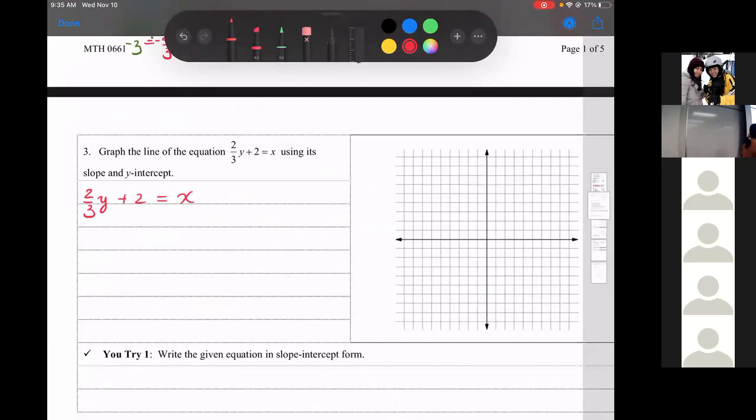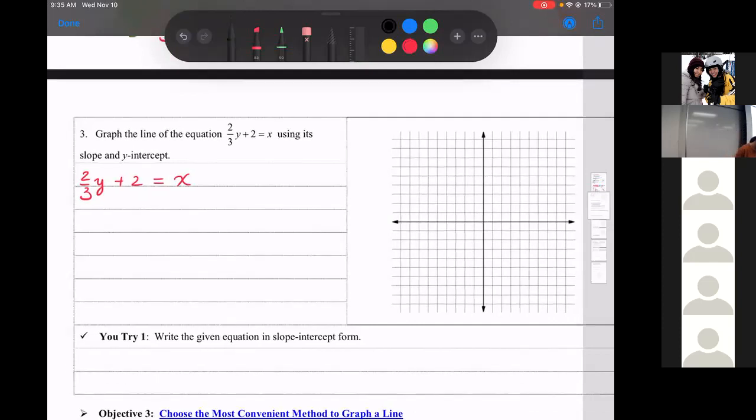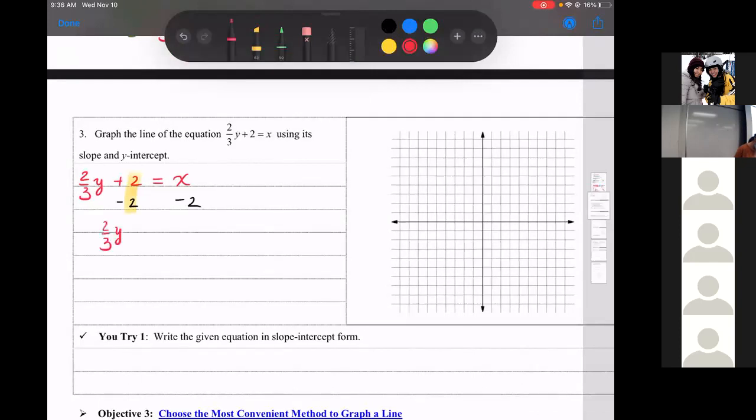Okay, so is this in slope intercept form or not? No, right? So what should I do? Yeah, y by itself. You have to move the 2/3 over and the 2. Move everything over to the right, one step at a time. So first we're gonna subtract 2. So I have 2/3 y equals x minus 2.